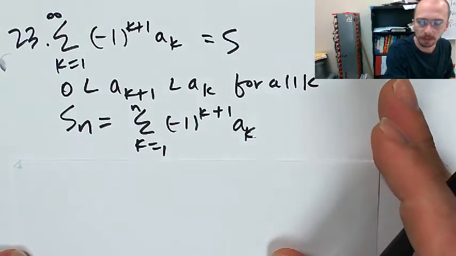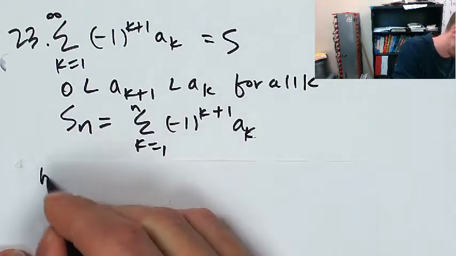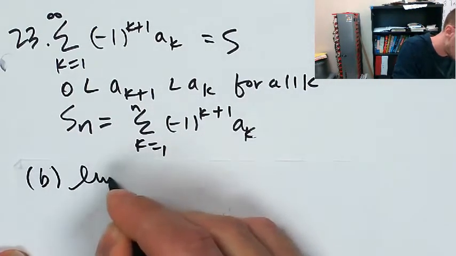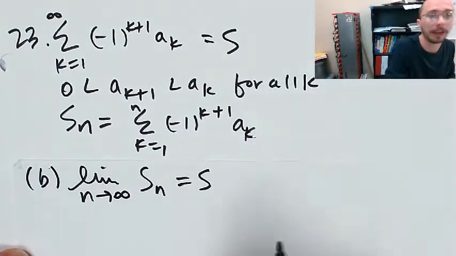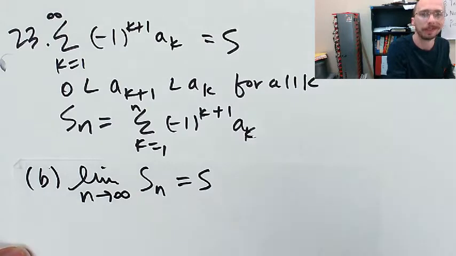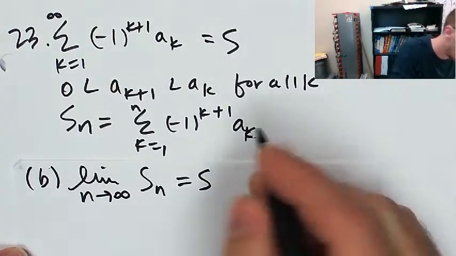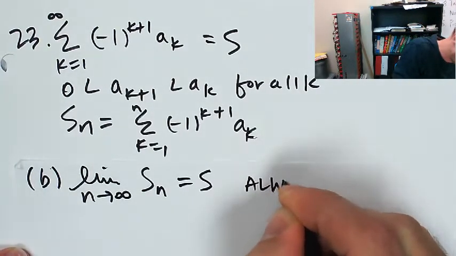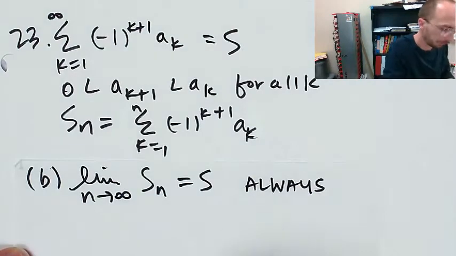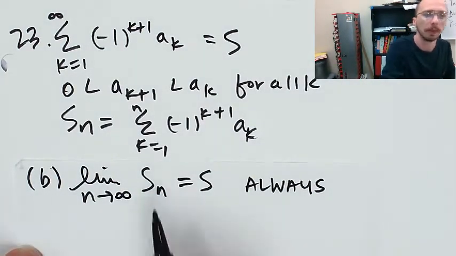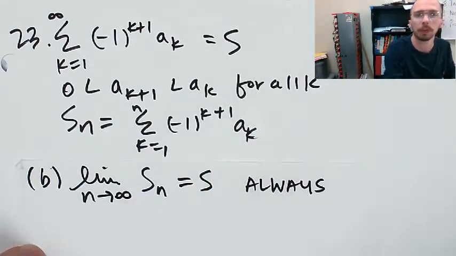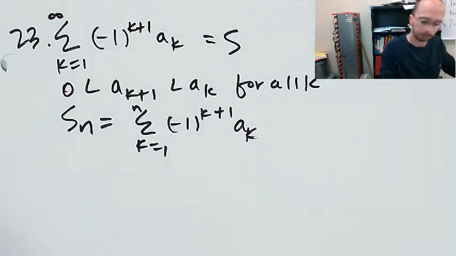Statement B was the limit as n approaches infinity of Sn equals S. This is always true. This is the definition of convergence. So I'm going to say always true. That's just what converges means: the limit of the partial sums is S, which is the value it converges to.